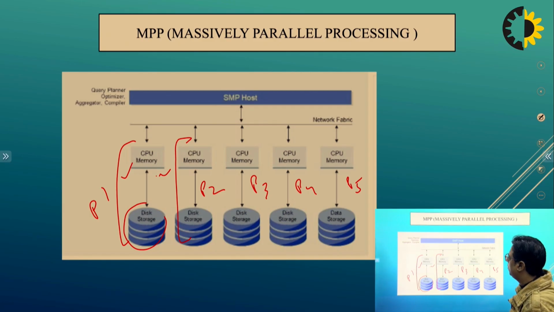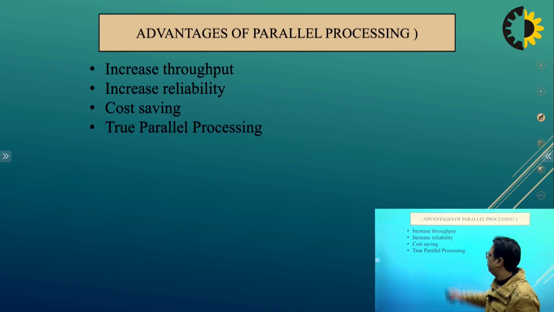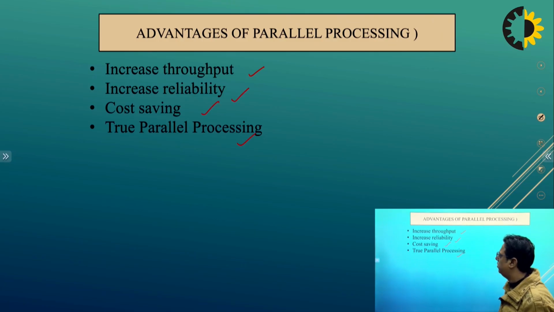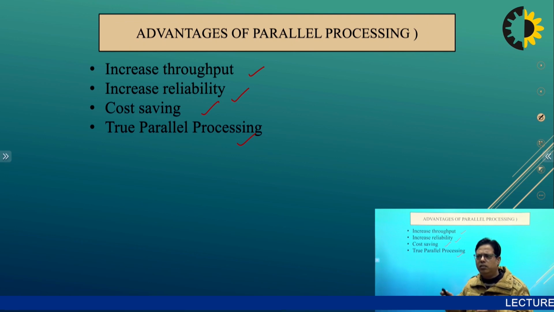I already discussed this with you. Advantages of parallel processing: the first advantages are increased throughput, increased reliability, cost saving and true parallel processing. And one more advantage of massively parallel processing is the fault tolerance facility, because each and every system and multiprocessor has its own memory and CPU. If any failure or fault occurs in the system, all the multiprocessors individually work and manage the task accordingly.